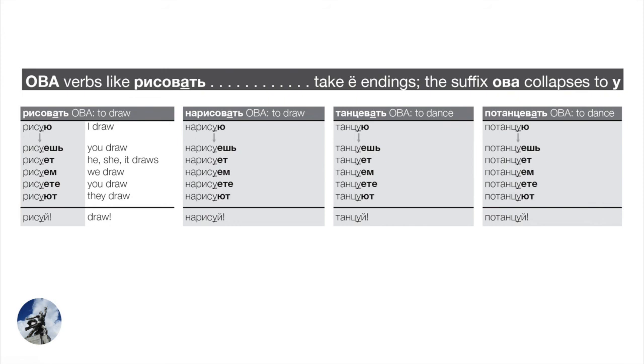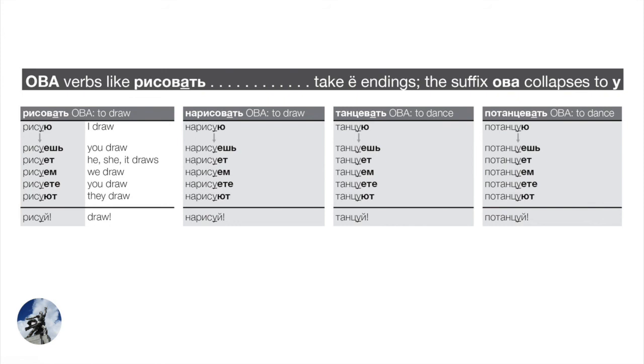To dance, танцевать. By the way, this is related to the German tanzen, so again, it's a borrowed verb. It also looks a bit like the English dance, which of course is also related to the German etymologically. Okay, let's conjugate. In this case, the yeva is collapsing to an u, and we get танцую, танцуешь, танцует, танцуем, танцуете, танцуют.